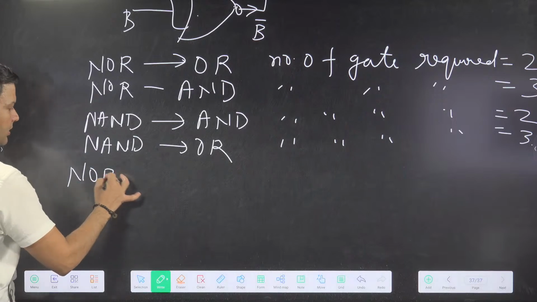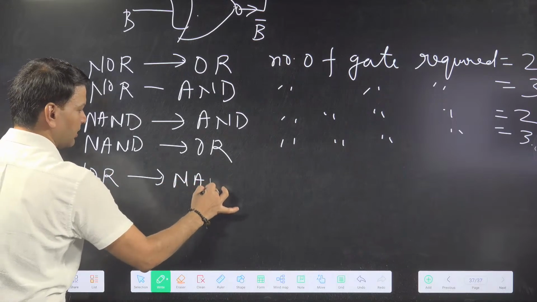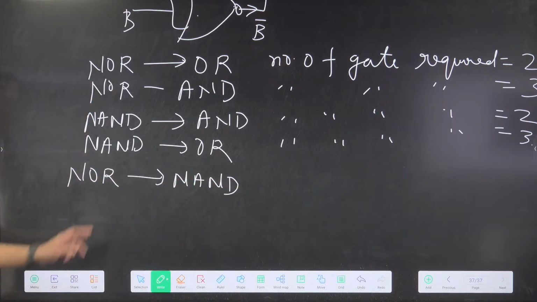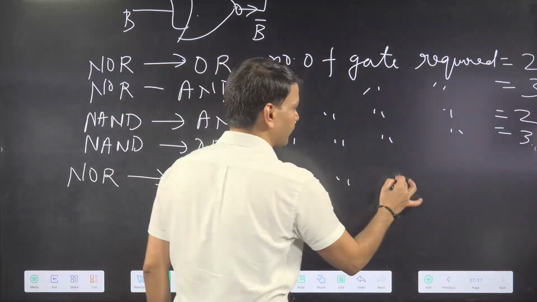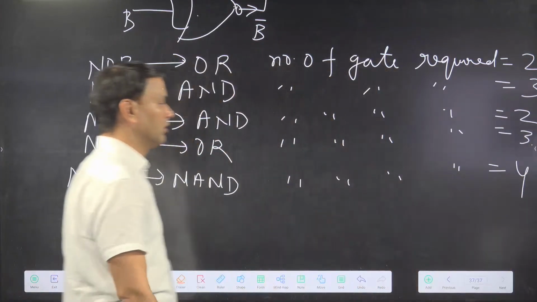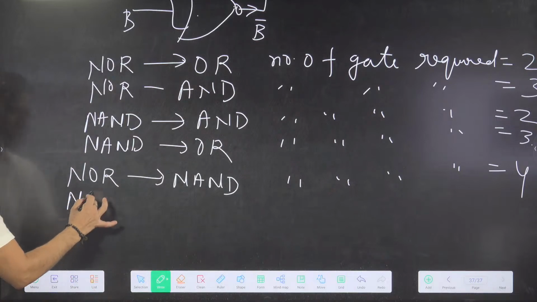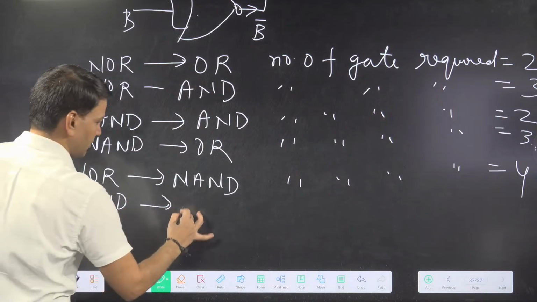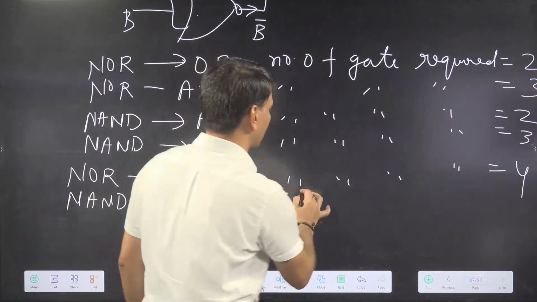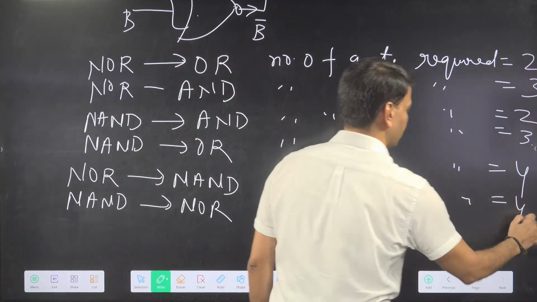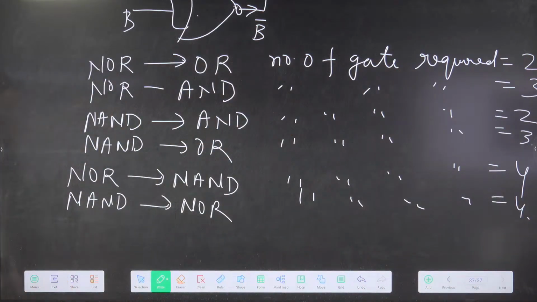Then NOR gate to the NAND gate, up to the end you require 3, and for the NAND gate we require 4 gates in total. Okay, and NAND to the NOR, we require the number of gates equal to 4. Okay, these you have to remember directly.